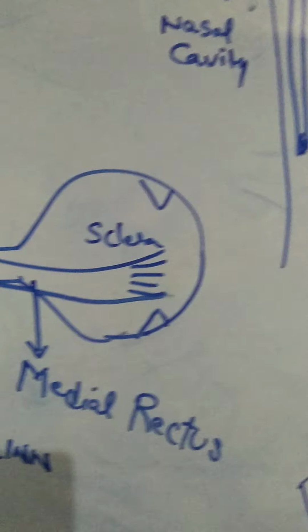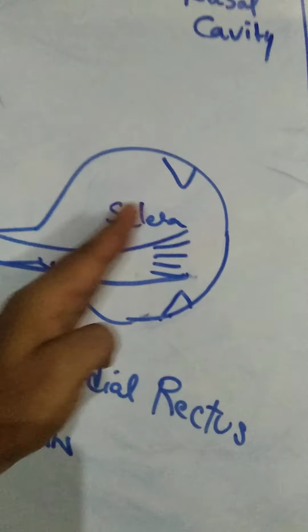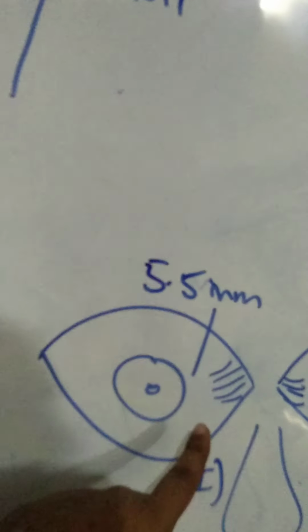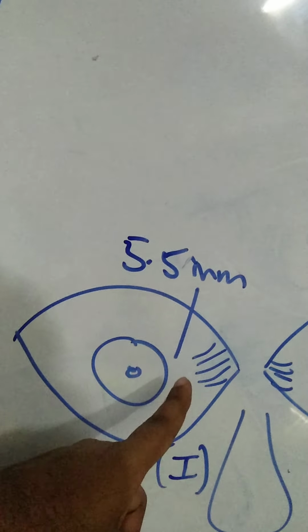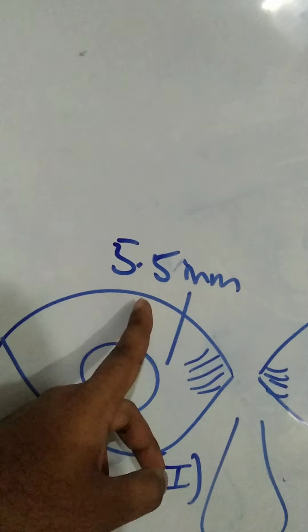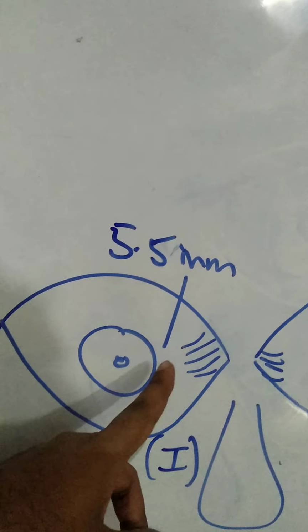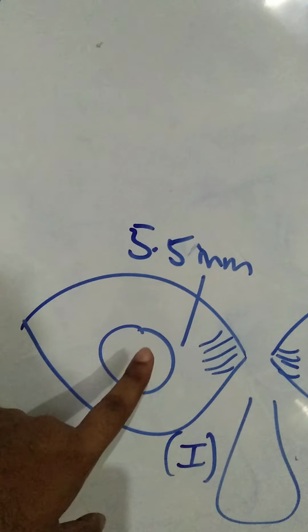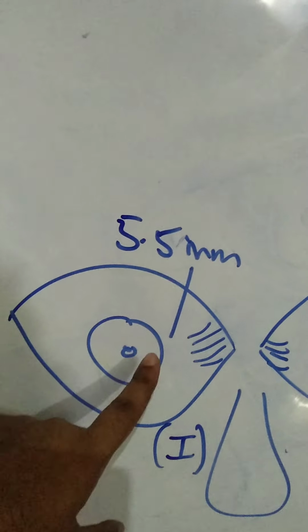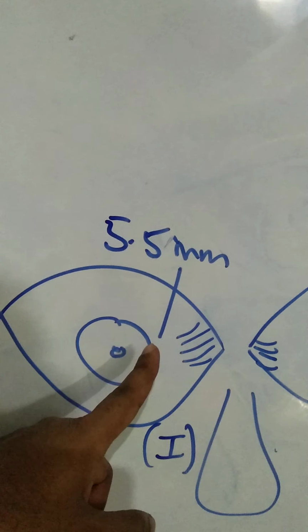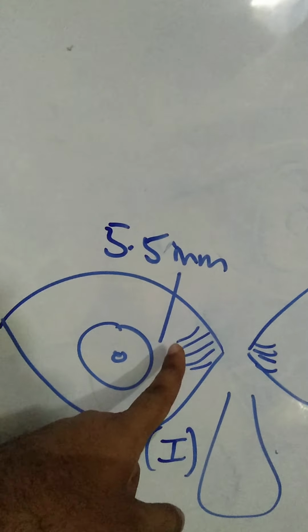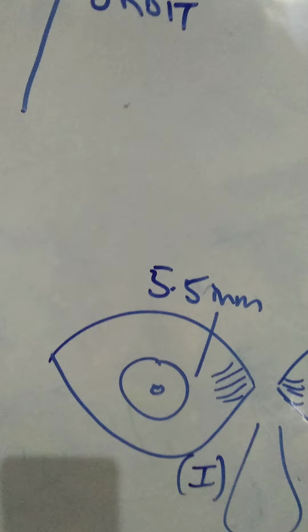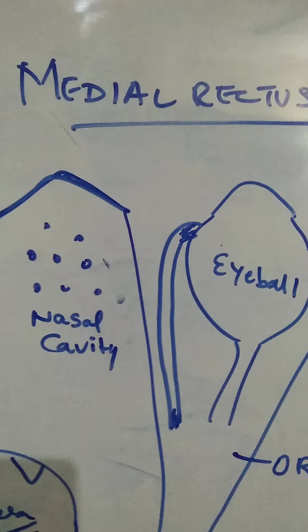So which part of the white of the eyeball? It will be in front of the equator of the eyeball, closer to the cornea. This is the muscle which is very close to the cornea, but still 5.5 millimeters away from the limbus. Now what is this limbus? The white of the eye is called the sclera. The transparent covering of the eye is called the cornea. The sclerocorneal junction is called the limbus. 5.5 millimeters away from the limbus, it is attached to the sclera of the eyeball. So that is the insertion of the medial rectus muscle.